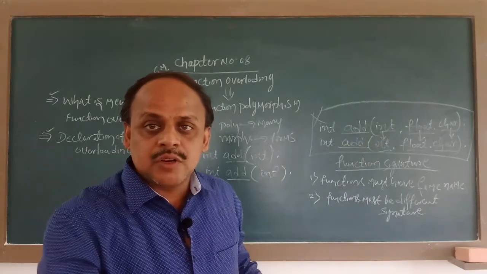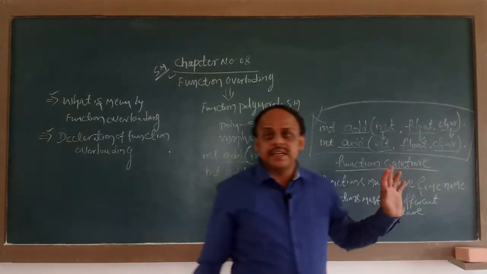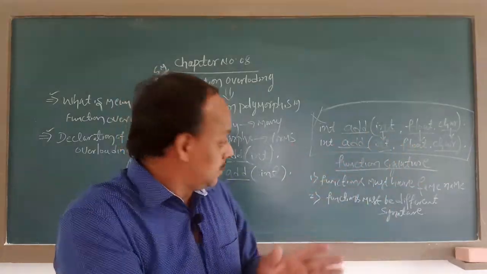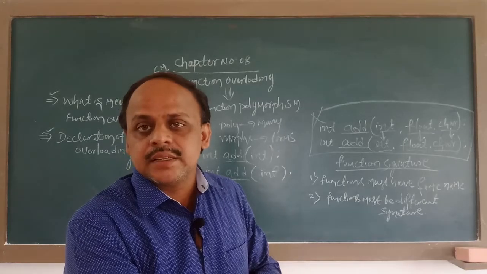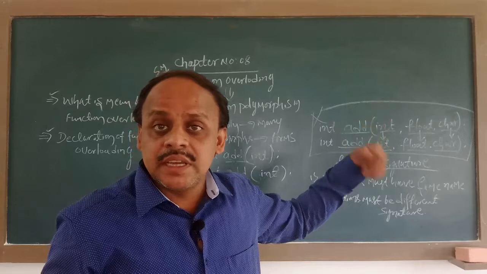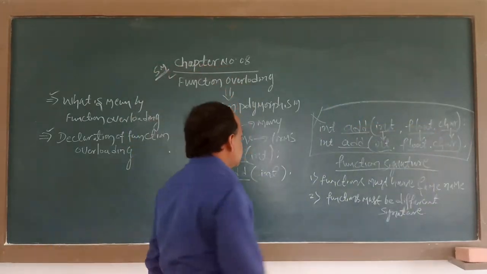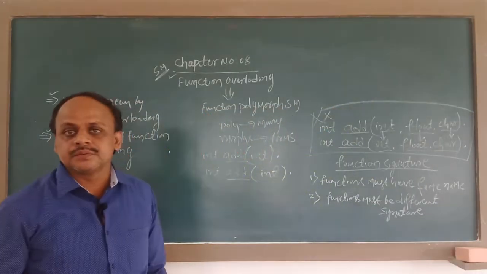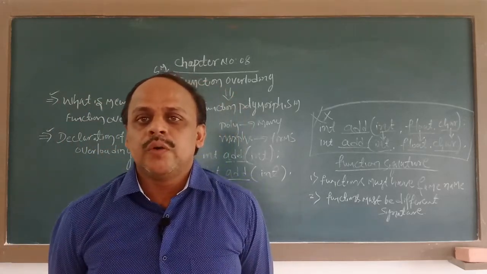So to perform function overloading, the second point is that functions must have different signatures. We are not getting a different signature here. We are getting the same declaration of the argument list. That's why we are getting the same function signature. We must get a different function signature. That's why this is not an example of function overloading.